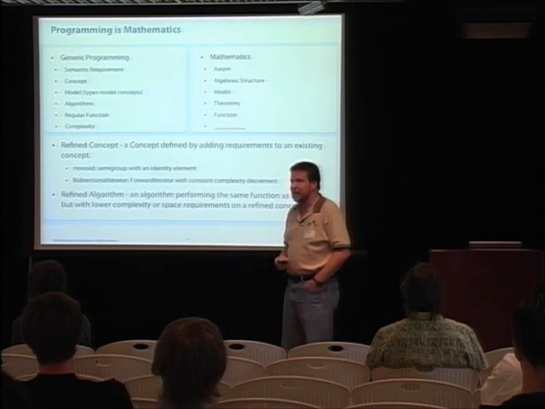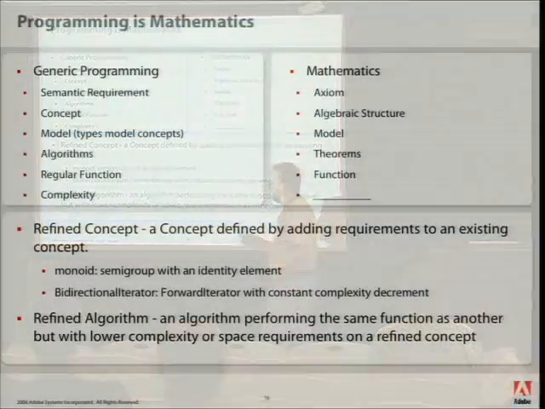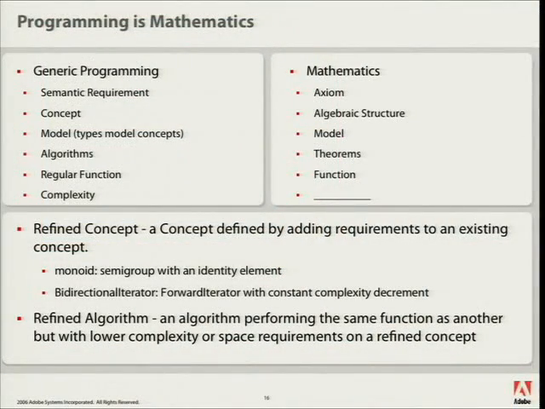Now there's a parallel here between mathematics and generic programming. Programming is mathematics. In generic programming, we have what we call semantic requirements. In mathematics, they're called axioms. What we call a concept in generic programming is an algebraic structure, like a ring or a monoid in mathematics. Models, we use the same terminology. In computer science and in generic programming, what we call an algorithm is just a theorem.